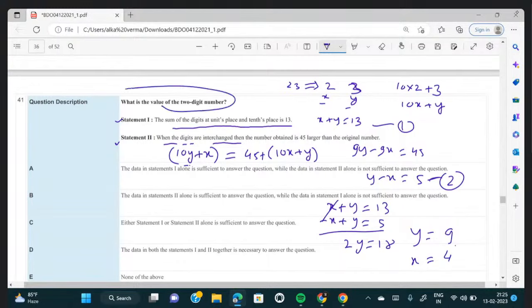So if x is 4, y is 9, your number will be 49. So if you see, both the statements were required to find the answer. So let us see the options.